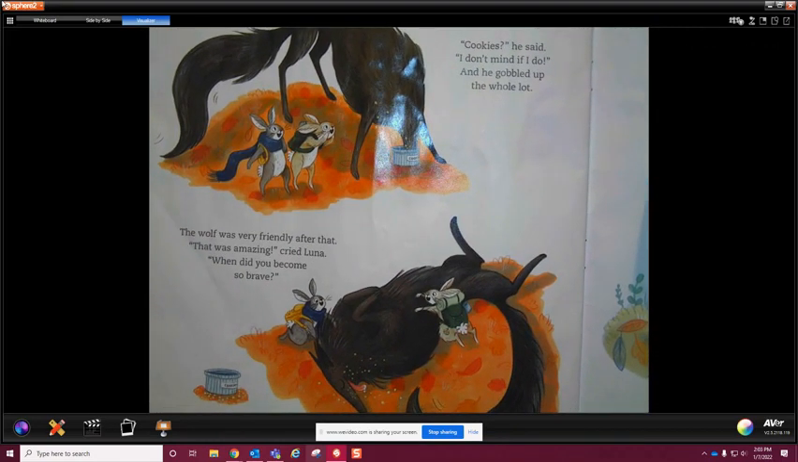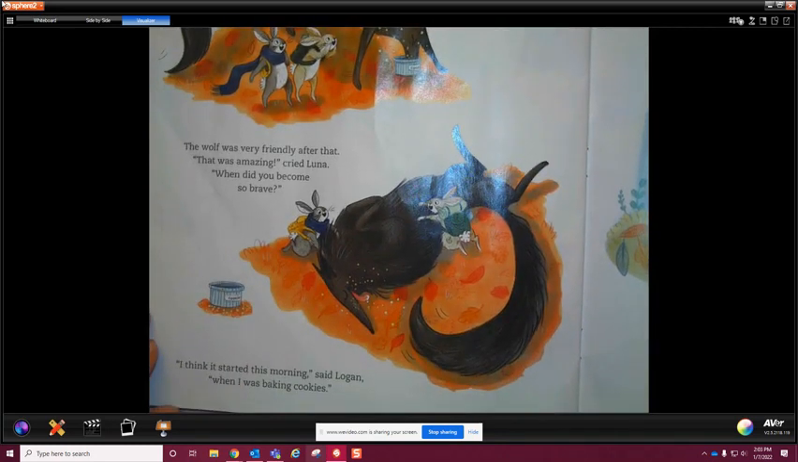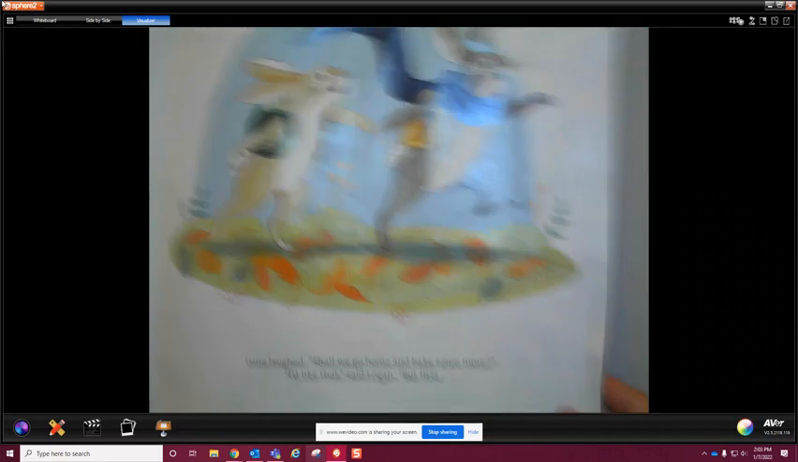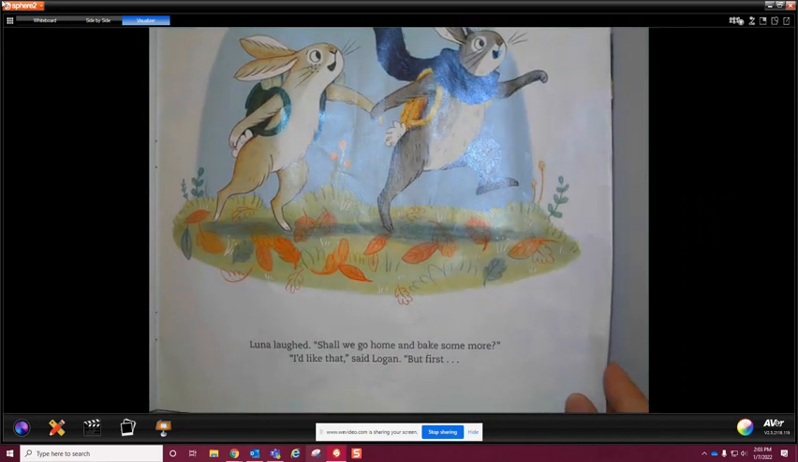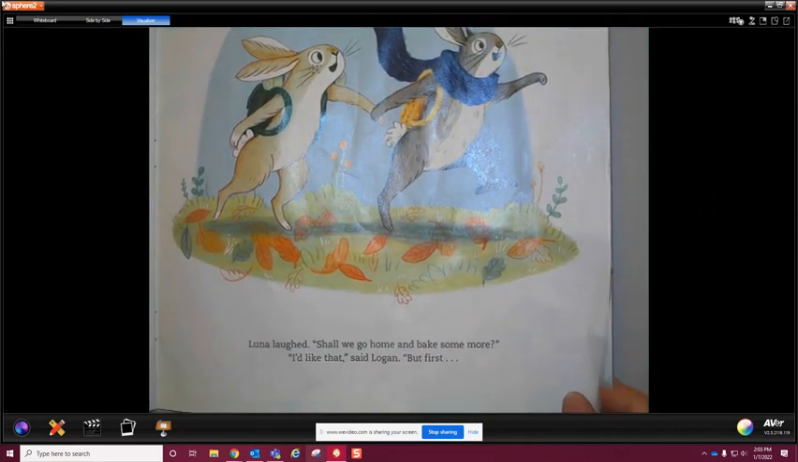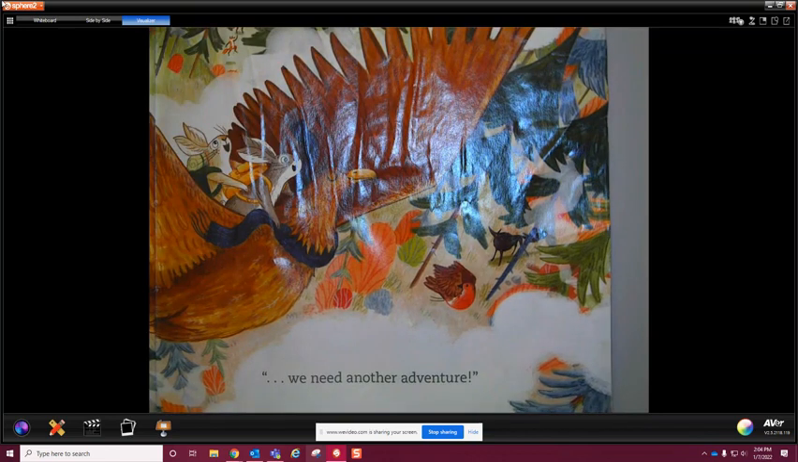"That was amazing," cried Luna. "When did you become so brave?" "I think it started this morning," said Logan, "when I was baking cookies." Luna laughed. "Shall we go home and bake some more?" "I'd like that," said Logan. "But first, we need another adventure."